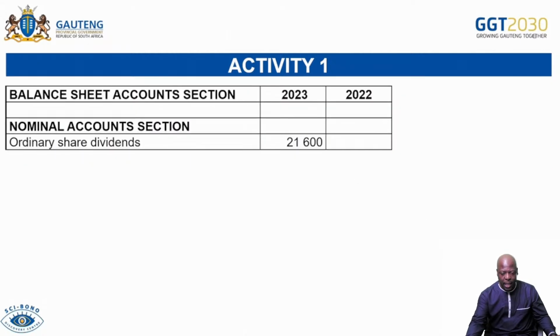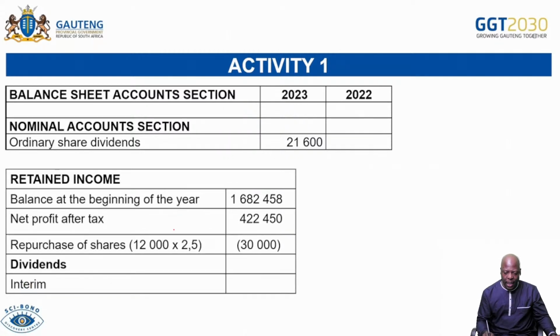All right, so what you then see here is a continuation of the retained income. Now we are going to do our interim dividends. In this particular question, they did not give us a particular percentage to calculate interim dividends. Rather, they gave us dividends in the trial balance, not the balance sheet. These dividends are in the trial balance.